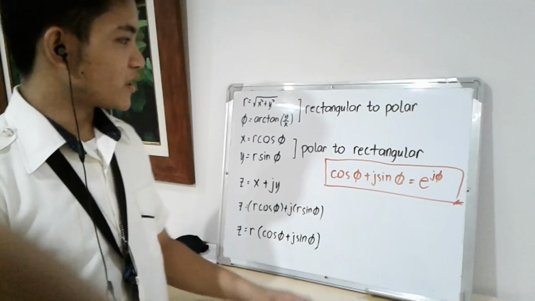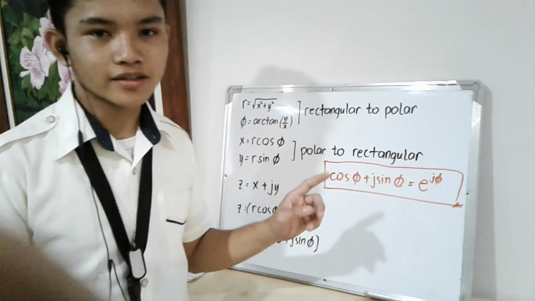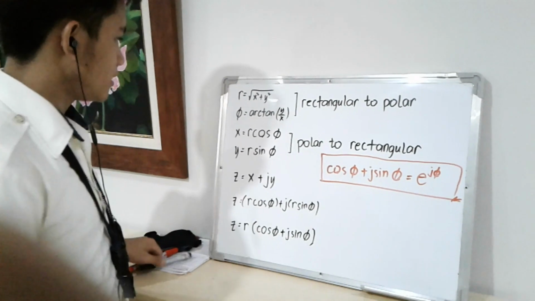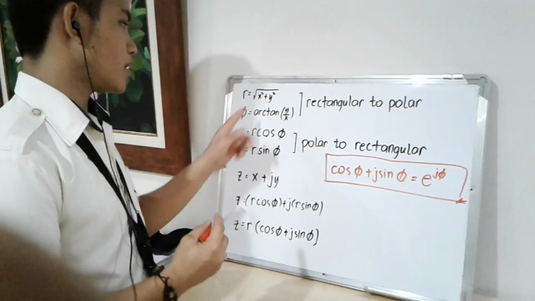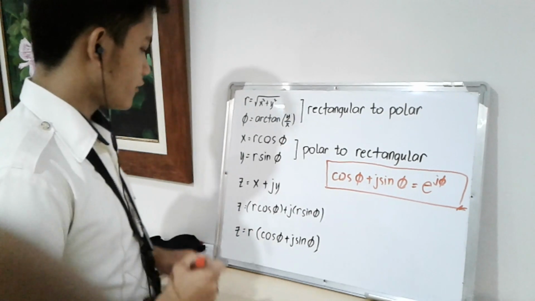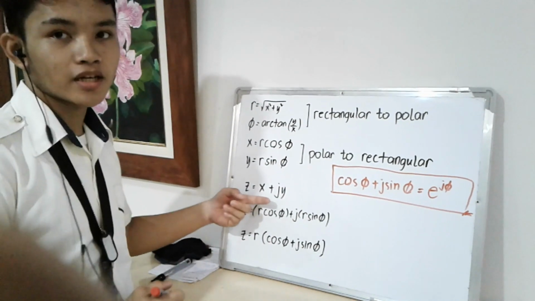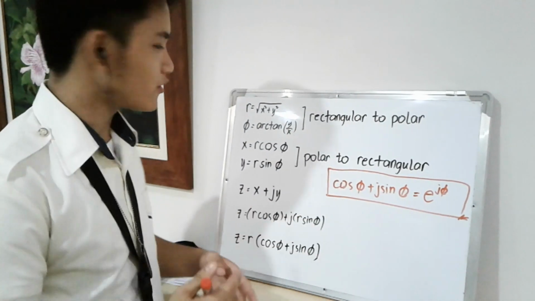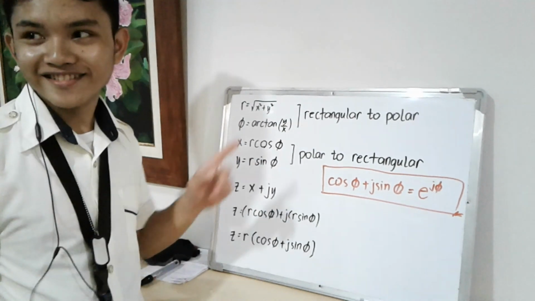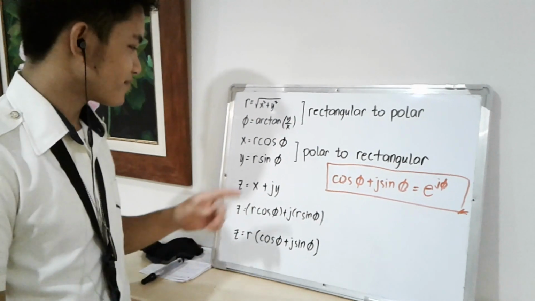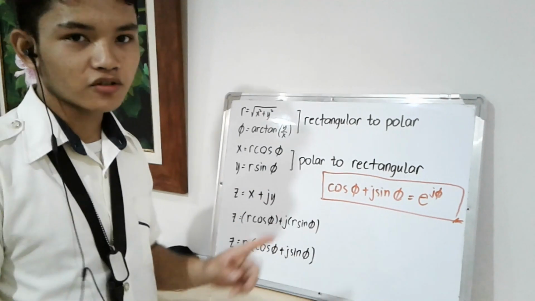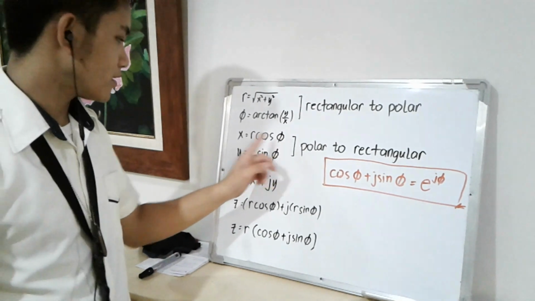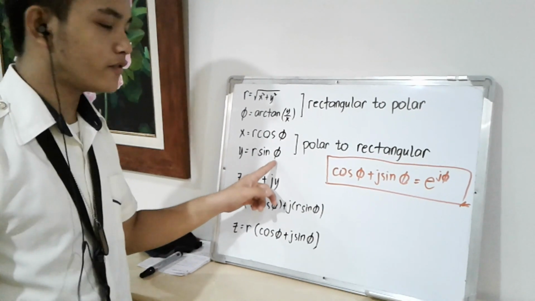And now to transform the rectangular form to polar form, we use the identity r is equal to square root of x squared plus y squared. So rectangular form is z equals x plus jy. This was also discussed in our advanced math, so we will skip it. And phi is equal to arctan of y over x.